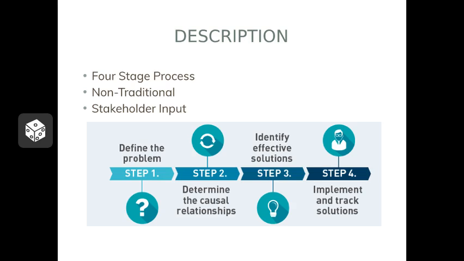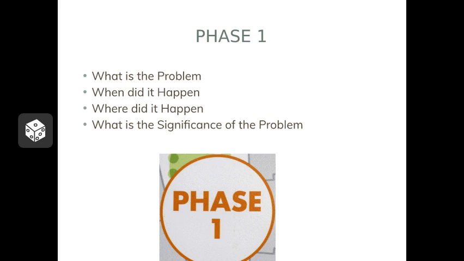The Apollo root cause analysis is a much deeper dive than a traditional root cause analysis. This tool utilizes 4 steps that include: number 1, defining the issue or the problem, finding the causal relationships, identifying the solutions that will work, and implement and track the decided upon solutions. The phases are actually referred to as tools in the Apollo method.